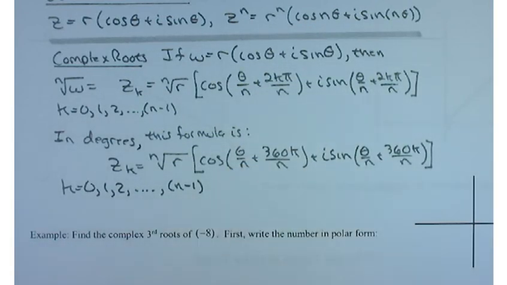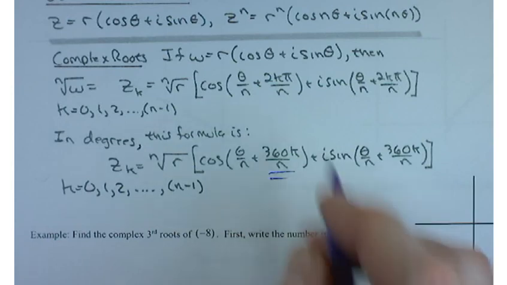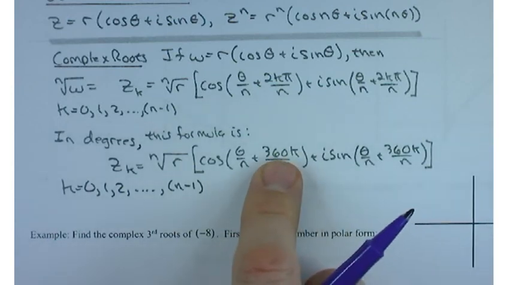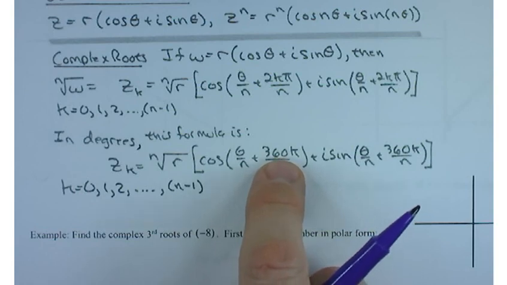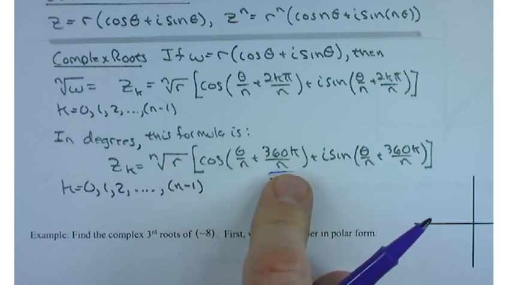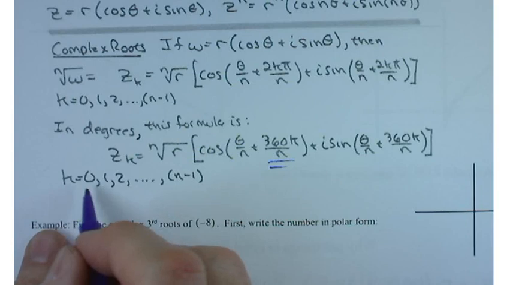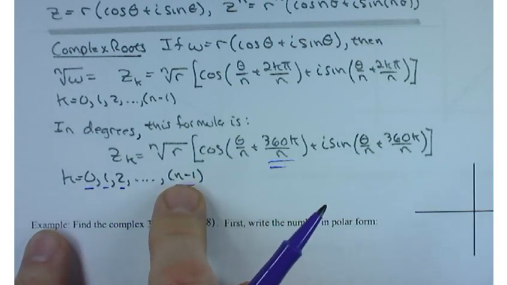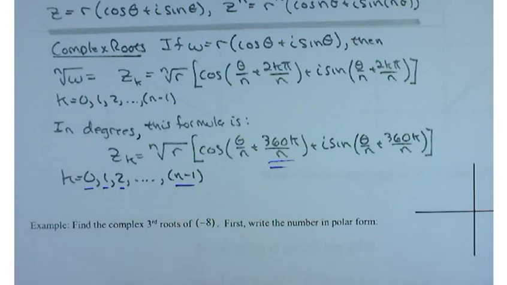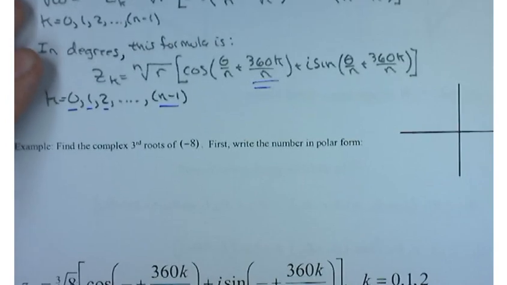The only catch is, and we'll work with this in degrees first, in addition to taking your angle divided by n, you're going to take 360k divided by n, and k is going to have values from 0, 1, 2, all the way up to n minus 1. n is the degree of your root. Wow, a lot going on here. So let me help out with an example, maybe two, depending on how much patience I can ask from you.